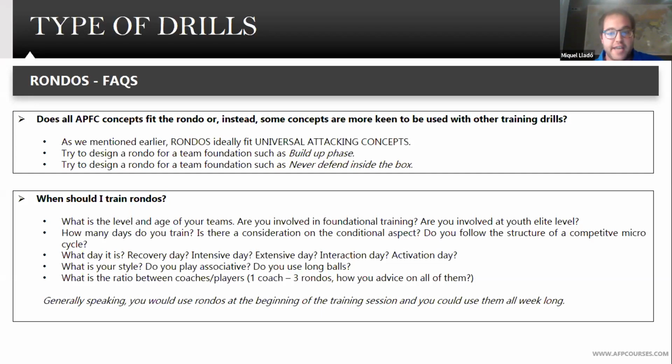At elite level, precisely, do you follow this structure of competitive microcycles? Yes or no? If yes, rondos will be more keen on one day and less keen on the other day. Competitive microcycle basically means that you have a recovery day, an intensive day, an extensive day, an interaction day, an activation day. Different days consider different loads from a holistic point of view, but especially also on the conditional side. So the rondo will be more keen to be introduced maybe on the day that you practice those small situations, which probably will be the second day of the week, or the day +2 or +3 after the previous game.